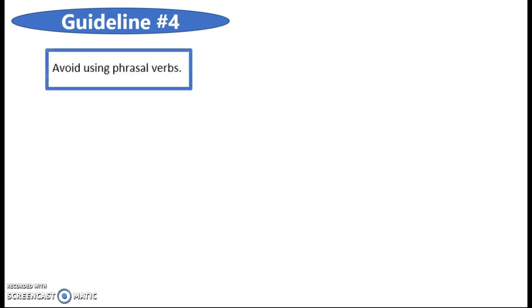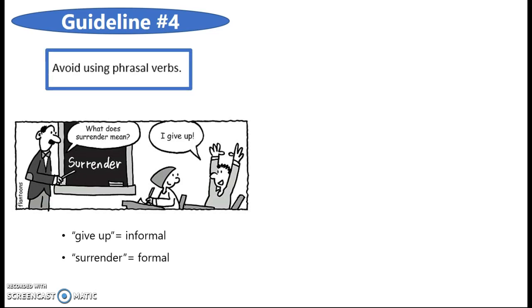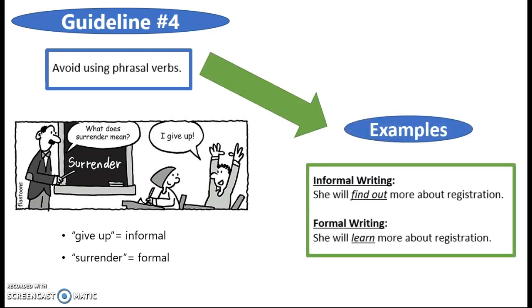All right, guideline number 4, avoid using phrasal verbs. So for example, in this example here, in this cartoon, give up and surrender basically mean the same thing, but surrender is a much more formal usage of language. So another example of this might be, she will find out more about registration. Instead, she will learn more about registration. So anytime you have a verb plus a preposition together, that's considered a phrasal verb, and that's considered informal. Think about using some other synonym or a more academic term.